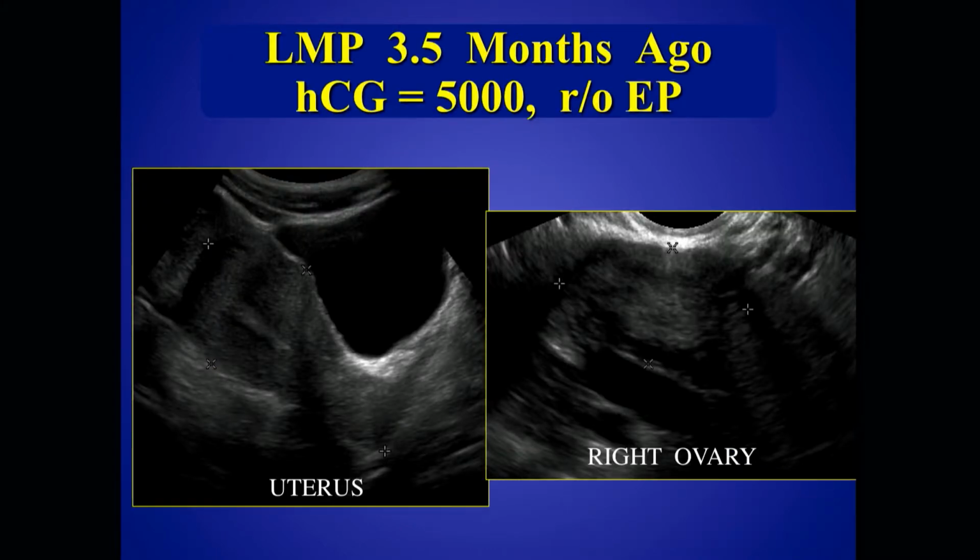So I want to finish up with a couple of cases. And again, these are things to consider when you're not sure what you're looking at. Here's a patient that had an LMP 3.5 months ago, so obviously that doesn't fit very well. The HCG is 5,000 and we're ruling out ectopic. So we're looking at the uterus, transabdominal view, endometrium looks fine.